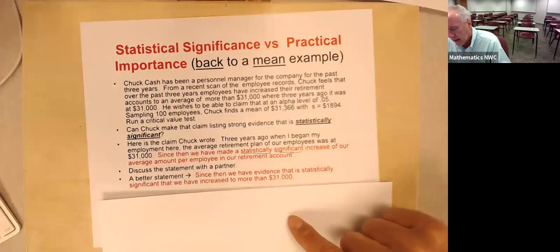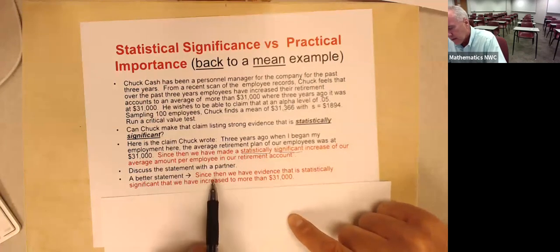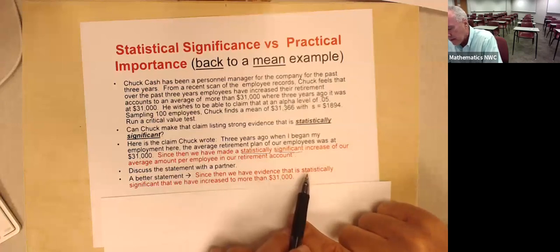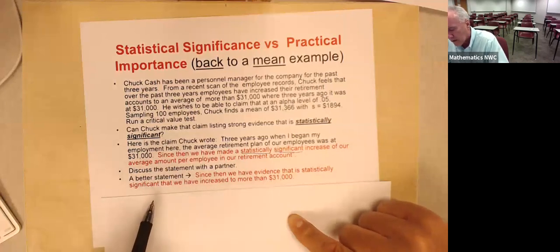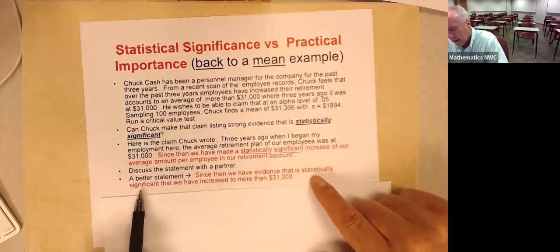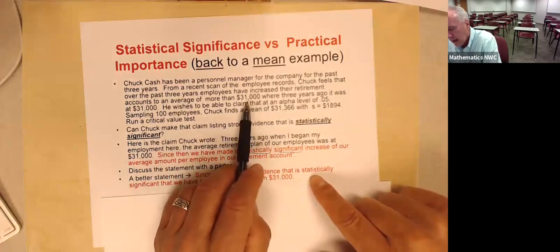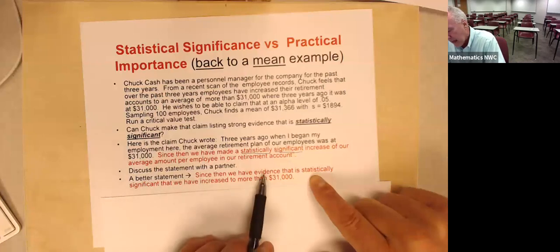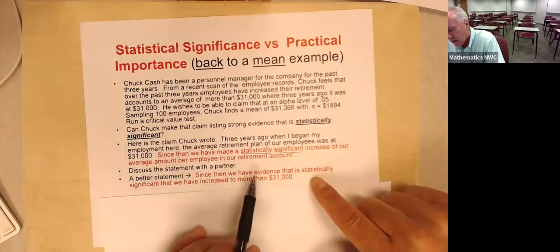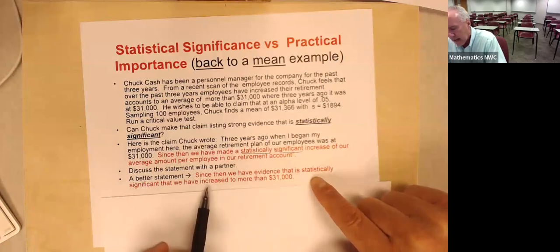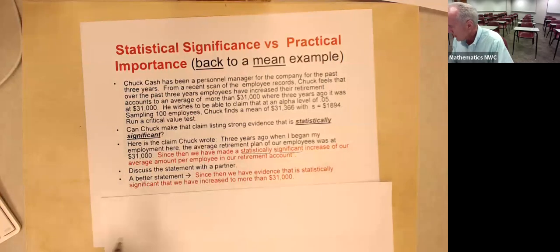Watch now how I'm going to say it in a better statement. Since then, we have evidence that is statistically significant that we have an increase to more than 31,000. Our evidence is statistically significant. That means that our evidence has given me sufficient evidence to reject that it equaled 31,000 and now conclude that it's more. The evidence is statistically significant. That statistically significant phrase needs to be an adjective of the evidence, not an adjective of the actual increase. I hope you understood the difference there. It's kind of subtle, but it's kind of important.